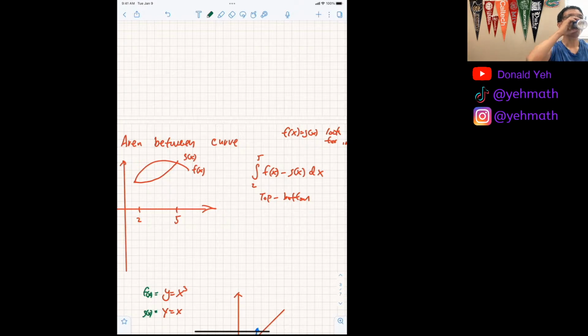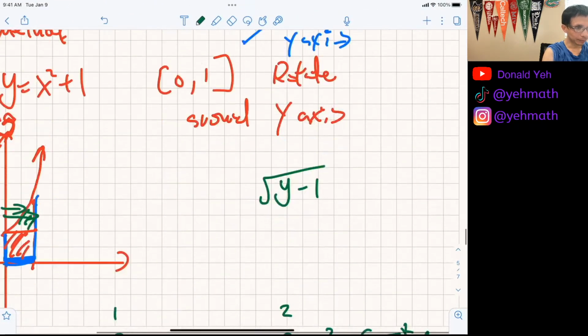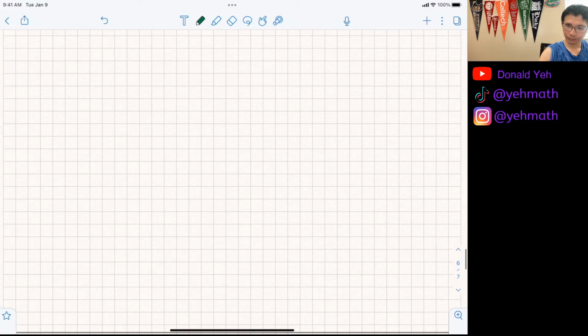Mr. Yang, on the top right, it says f of x equals g of x, and it says look for, and then I can't see what the word says. Look for Yamal. No, like I have like a fake Yamal.